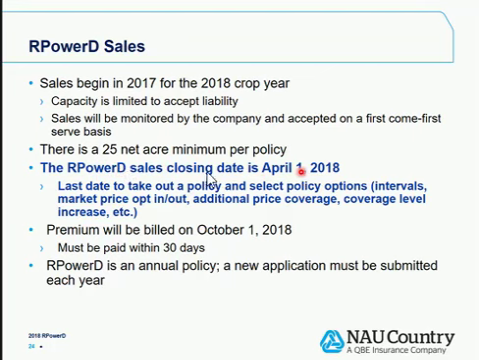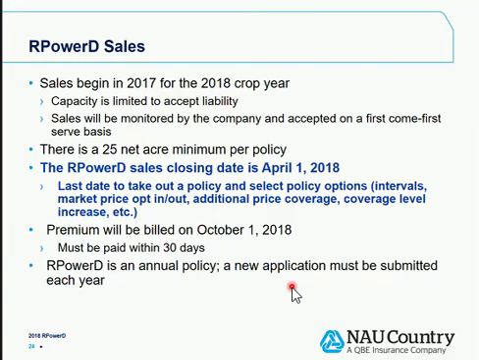2018 completes 1 year and starts another year. There is a net 25 acres minimum per policy. The premium will be billed on October 1st. Must be paid within 30 days. It's an annual policy, so you will need to make application again next year.